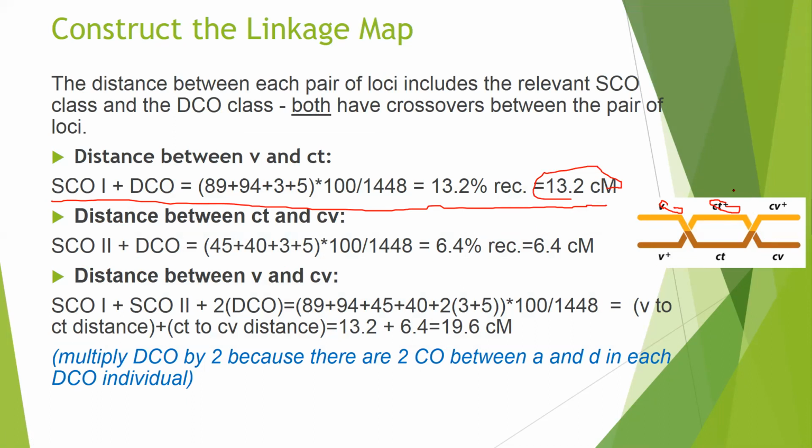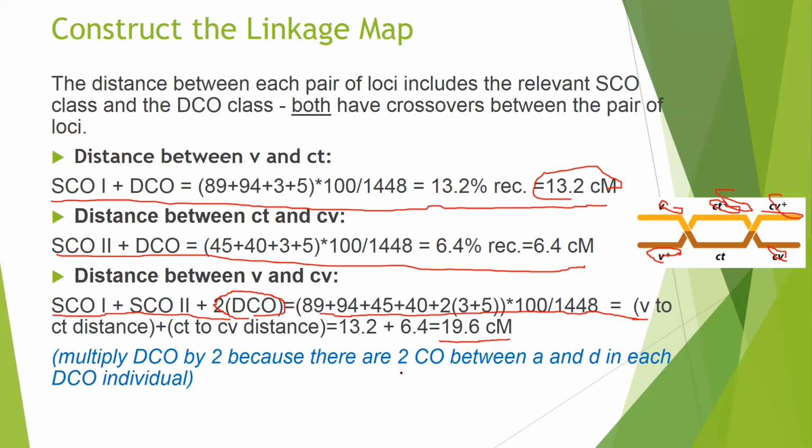So if we calculate the distance between CT and CV, it is the same here. However, when we calculate the distance between V and CV, we need to multiply the number of double crossing over progeny by 2. If we do that, then what's the result? It will end up with the right genetic distance between these two genes, CV.